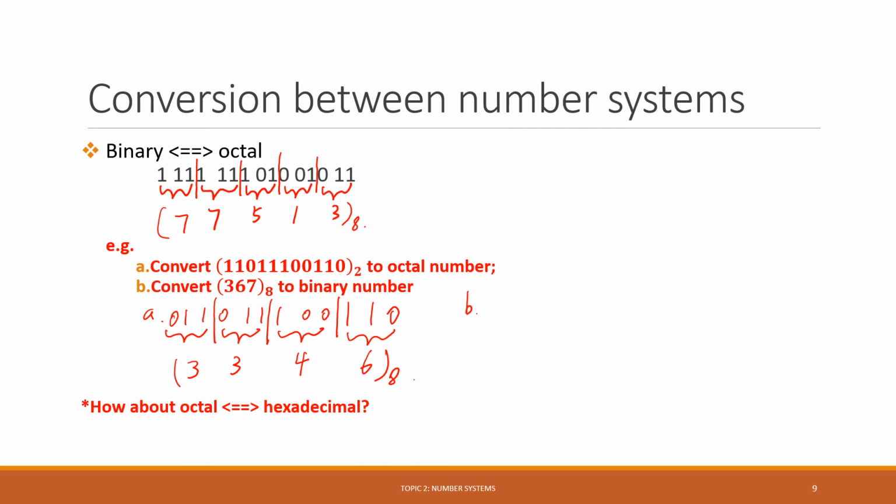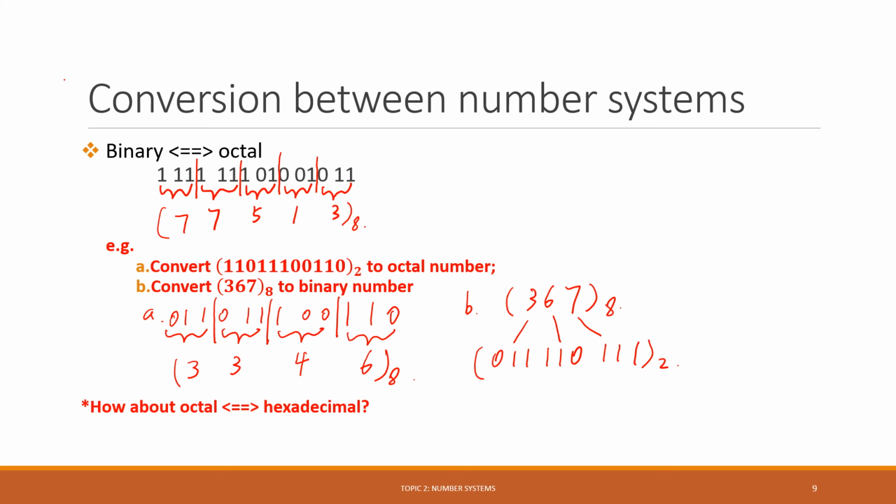Now B, from octal to binary. That's also easy. So just rewrite every digit into a 3-bit binary. So 7 we have 111, 6 we have 110, 3 we have 011. Okay, so that's a binary representation.